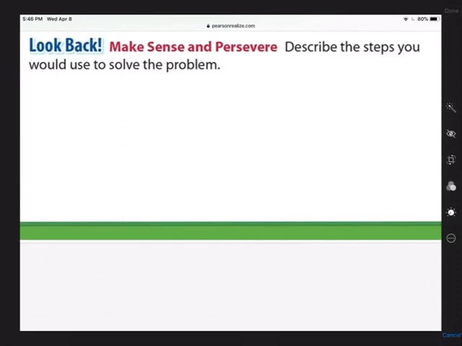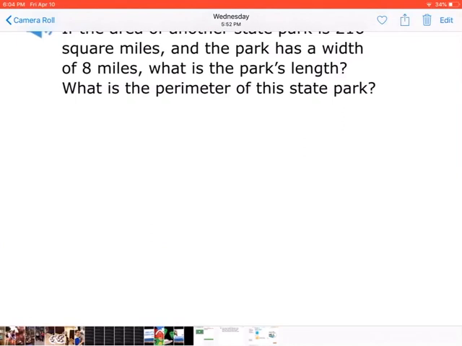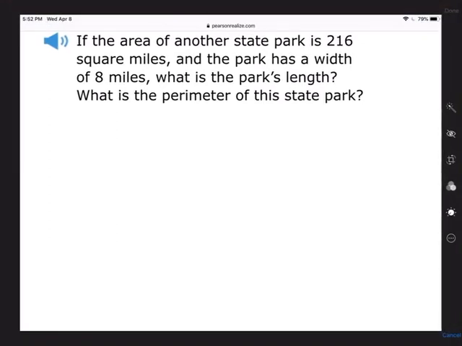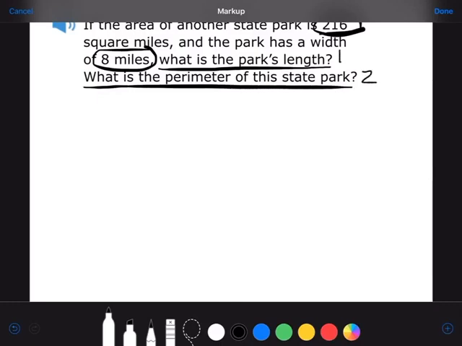Okay? Let's flip to the back of this page. We're going to do our convince me problem. Okay? We're going to skip the visual learning today. I prefer to solve these a little bit differently than the book does, so that's how we'll do it today. Our problem says, if the area of another state park is 216 square miles, and the park has a width of 8 miles, what is the park's length? Also, what is the perimeter of the state park? Those are our two questions.